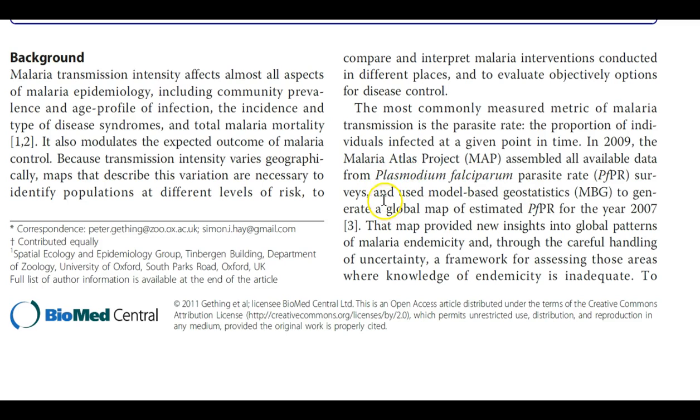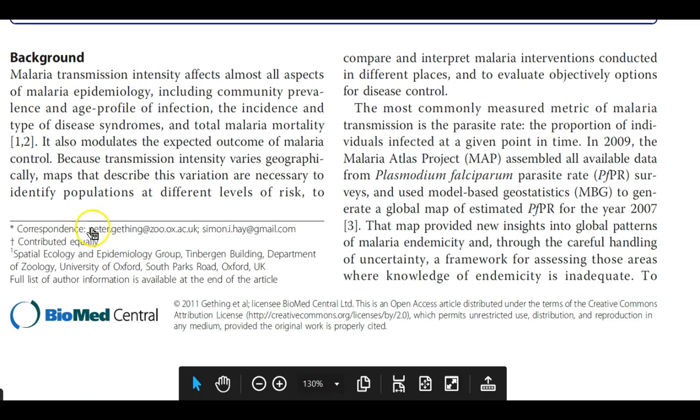Plasmodium, capital P, is the genus of the bacteria that causes malaria. Actually, it's a protozoan, and this is the species. So the genus is always a capital P, and the species is falciparum. This is one of the 4 types of malaria, and it's considered one of the hardest ones to control.